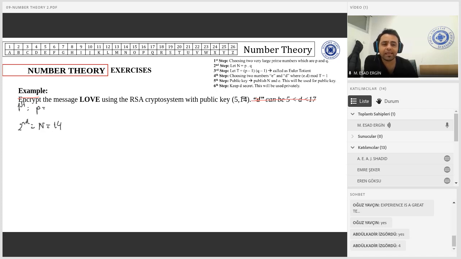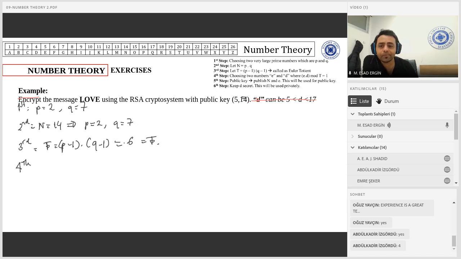N equals 14, and this 14 should be the multiplication of two prime numbers, P equals 2 and Q equals 7. So we can say that it is PQ, and Q equals 7. For the third step, we are going to find the Euler totient, which is P minus 1 multiplied by Q minus 1, which is 6, the Euler totient.